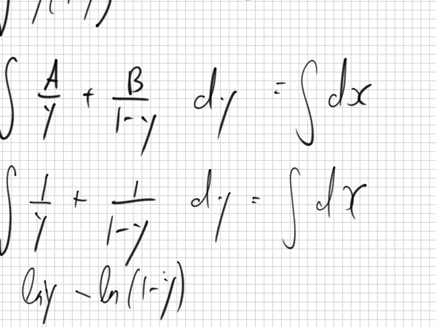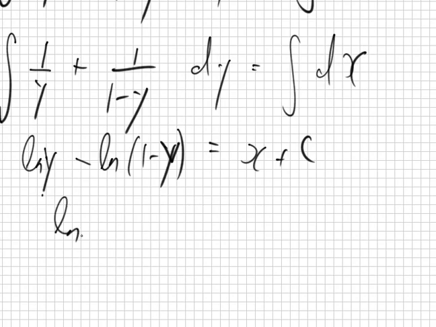By the way, if you don't have the formula book, please print it out. It's very helpful. All the rules are in there. Equals x plus c. When you subtract logs, you divide. y over 1 minus y equals x plus c. To cancel a log, we use an e. Cancel e like this.